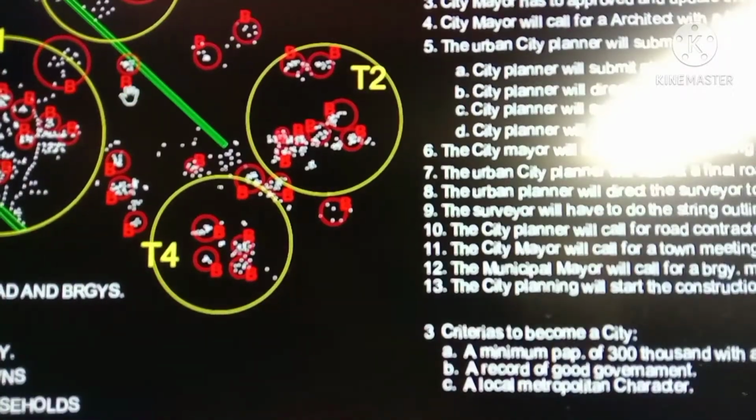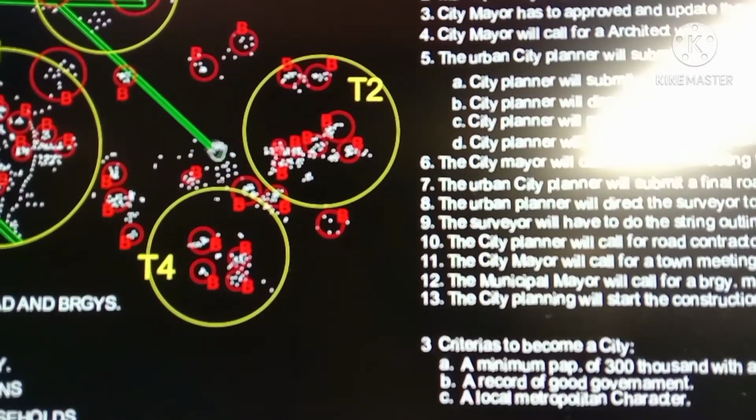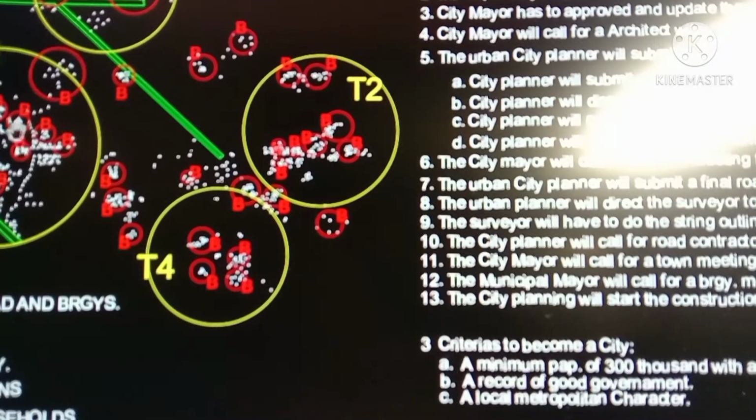So, in the government, you cannot just build your house anywhere, because it needs proper design, proper urban designing. So, for example, the existing roads here are represented by the green color. This is supposed to be the highway. So if this is the highway, the people here are just building their own houses anyhow, without following the designs.